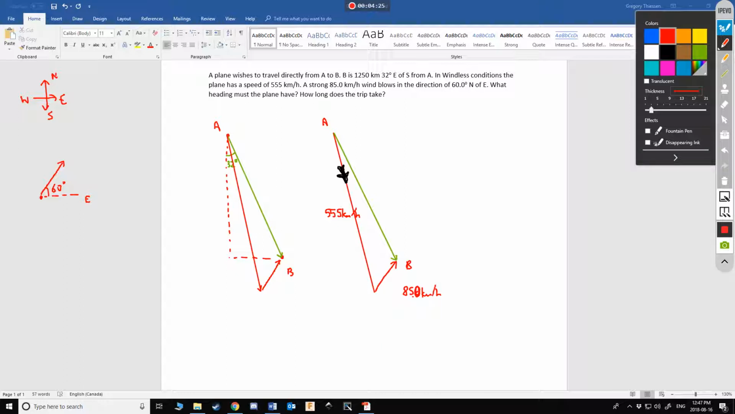Let's see if we can add in some angles. So we already see that this angle right here, 32 degrees. We also know this 60 degrees north of east. So let's use this magenta color. So this angle right here, this is 60 degrees right here. So it can kind of be hard to see, but we actually have enough information to figure out some angles inside this triangle.